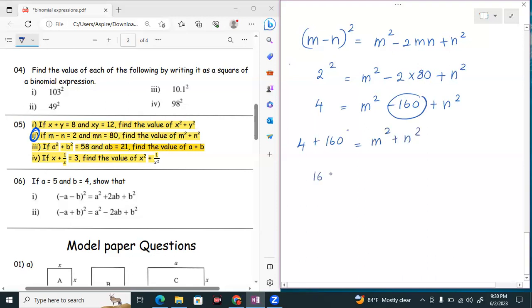That means m squared plus n squared equals 164. Okay. Raise your hand if you have got this answer.